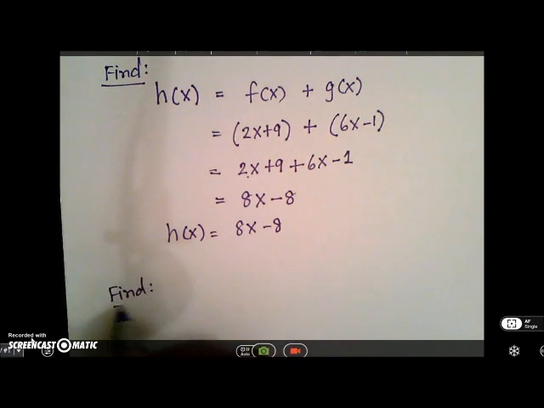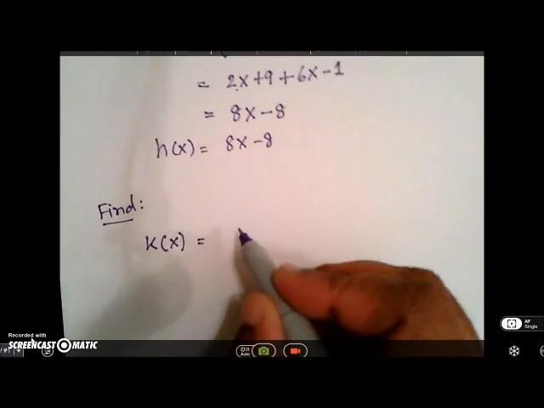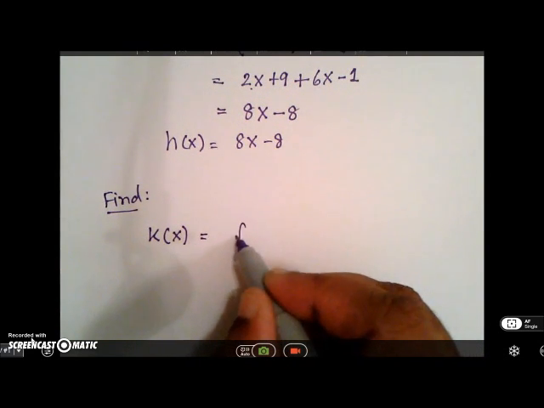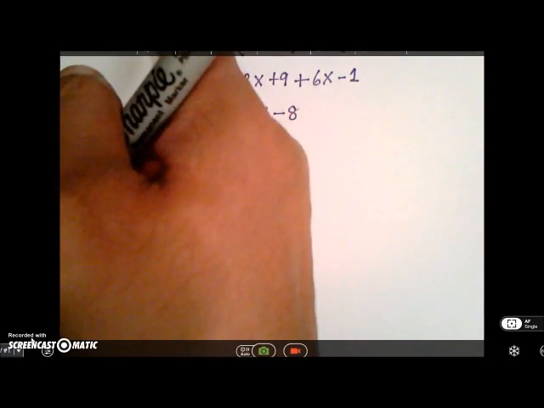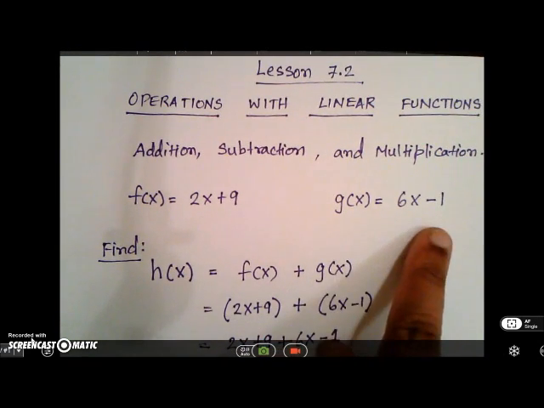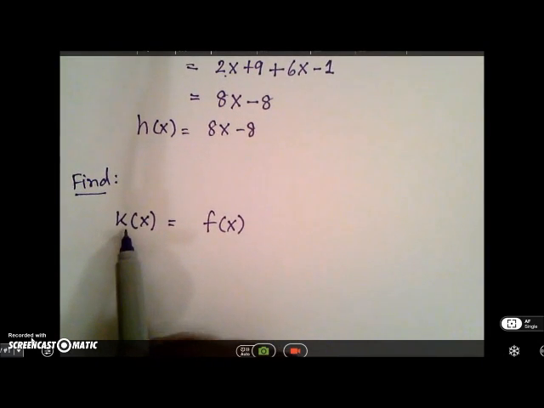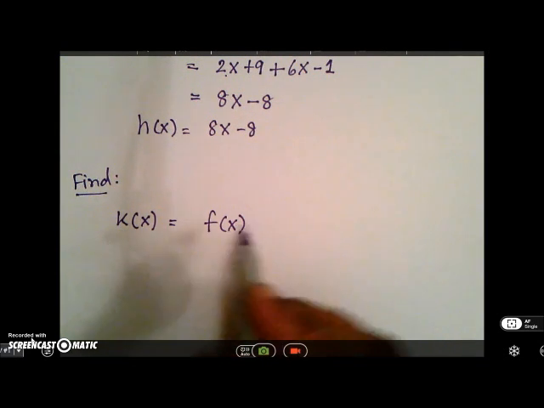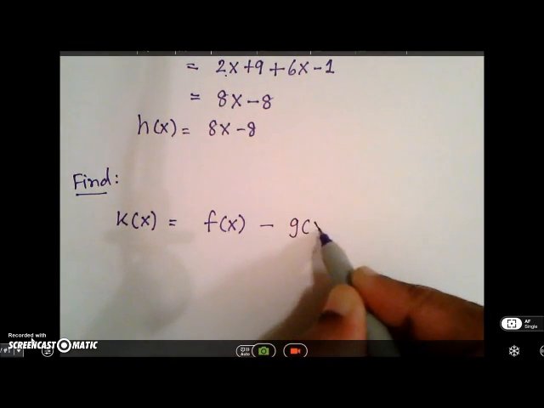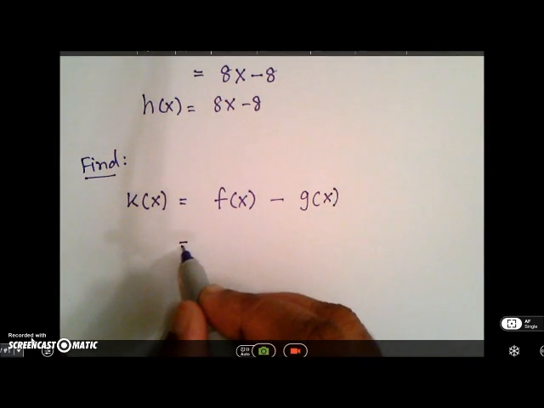Now I'm going to find another function, k of x. Okay. Keep naming these things, right? So I want to find k of x, which I get by subtracting these two functions now. I have the same functions, f of x equal to 2x plus 9, g of x equal to 6x minus 1. This time I'm finding a new function, k of x, which I get by subtracting f of x and g of x. So I'm subtracting these two functions now.